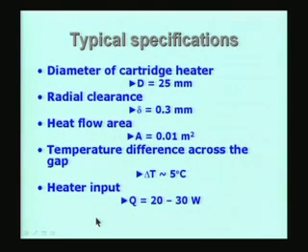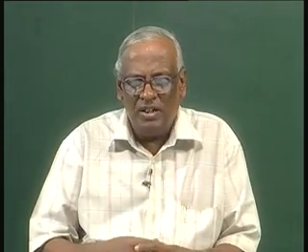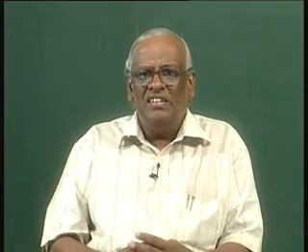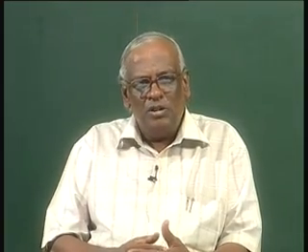Diameter of the cartridge is roughly 25 millimeters, radial clearance 0.3 millimeters, the heat flow area, pi d into L, is about 0.01 square meters, and the temperature difference across the gap is of the order of 5 degrees. The heat input can be between 20 and 30 watts depending on the liquid or gas you take inside. If it is a gas, the heat transfer will be much lower. If it is a liquid, it could be even 20 to 30 watts of heat put in, and the heat is put in the form of electrical heat. The cartridge heater contains an electrical resistance inside, and you measure the heat supplied by the electrical power supplied to the heater.